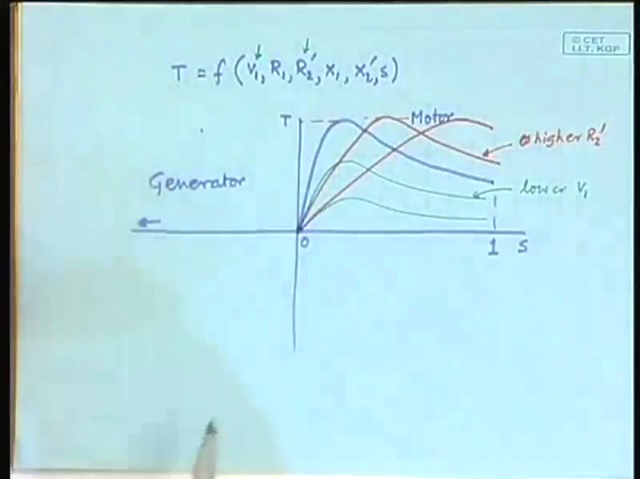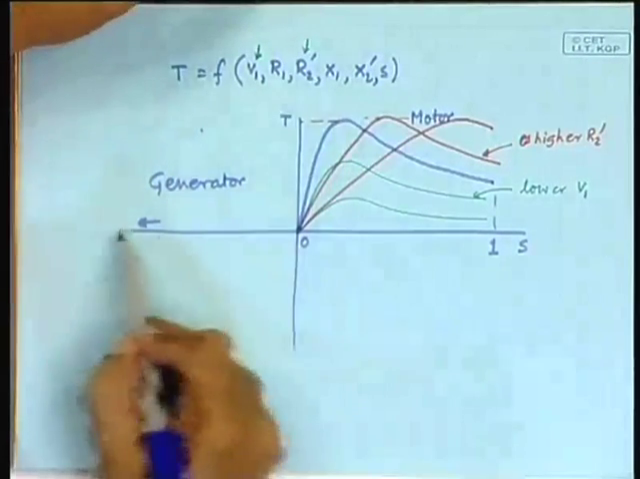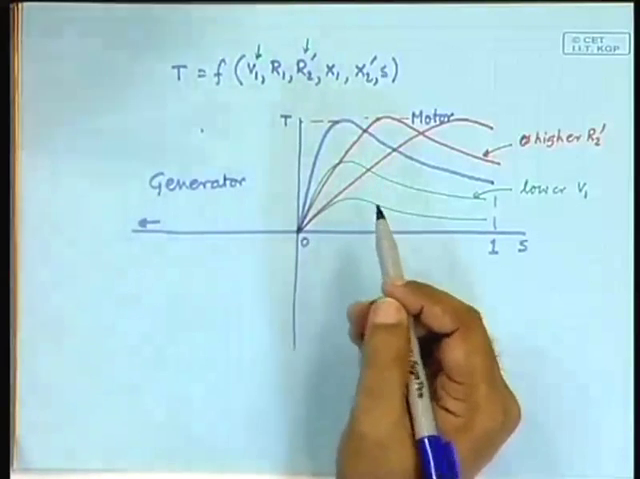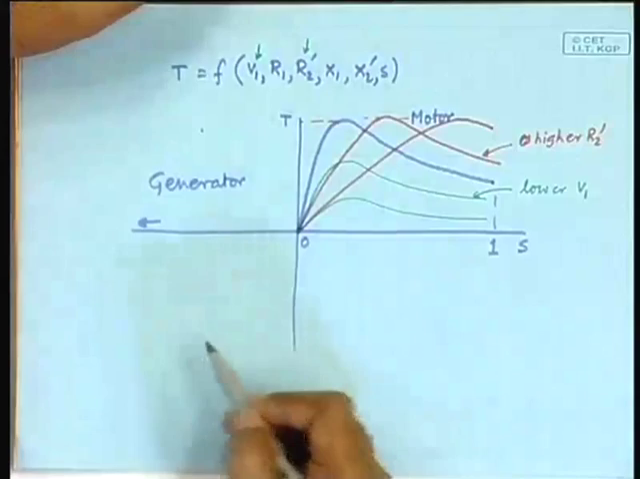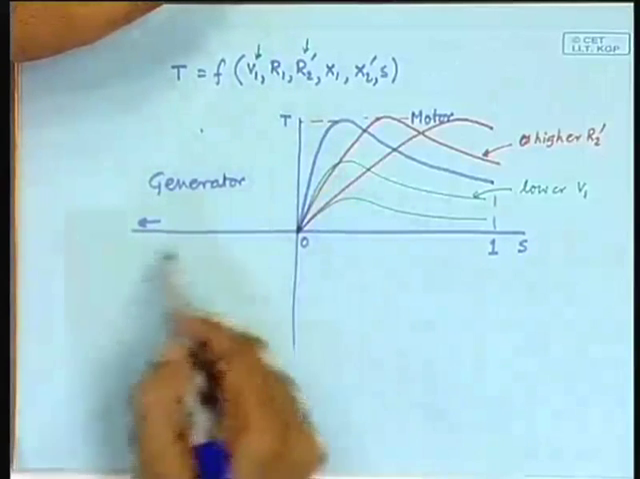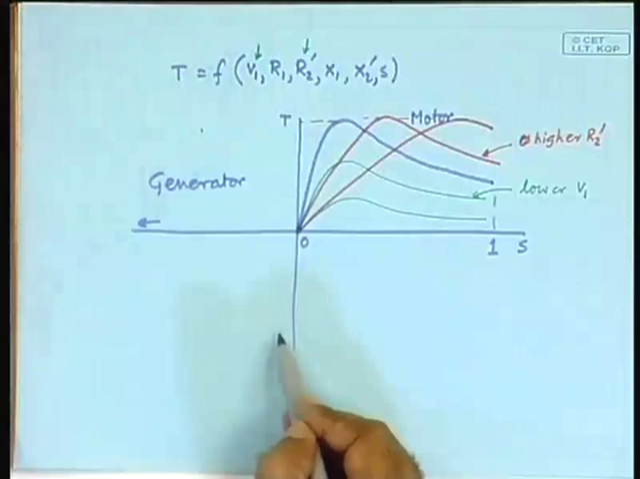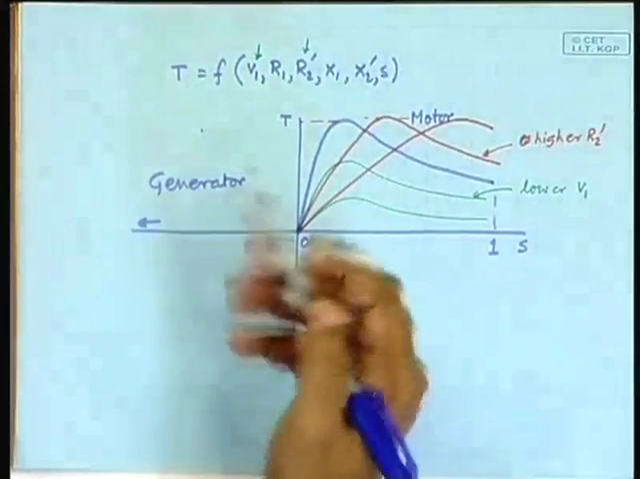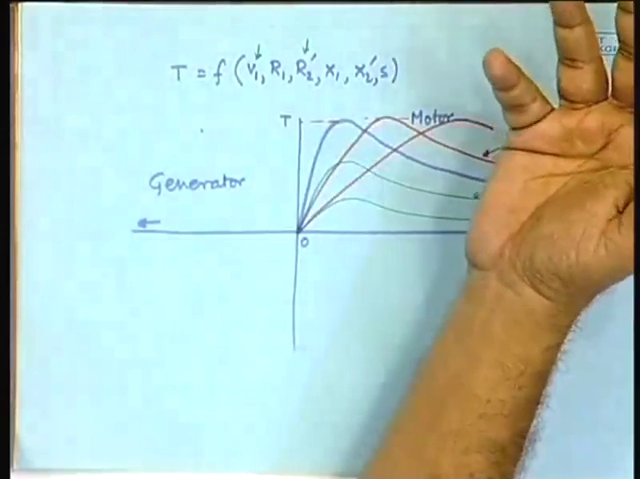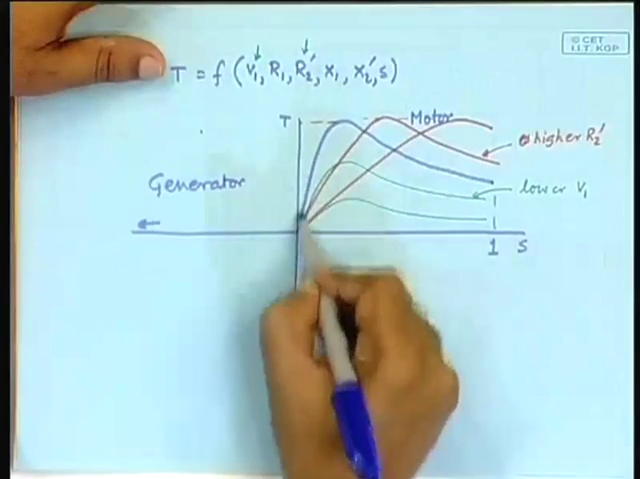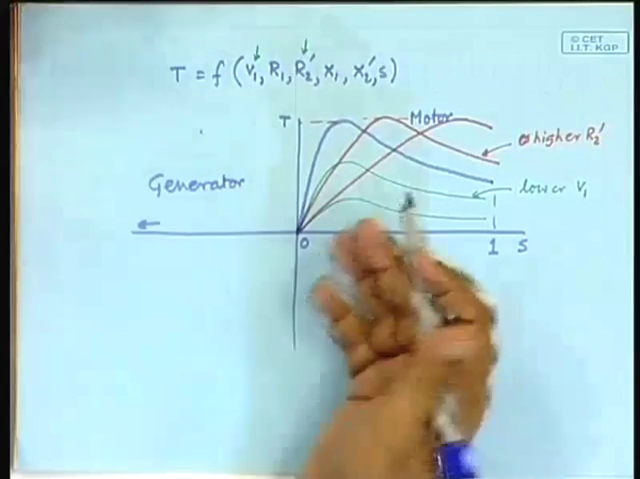This side will represent the generator mode, and if this side represents the generator mode, then the back torque will be in the opposite direction. So it will be drawn in this quadrant, and it will actually be symmetrical. There is no difference actually between the motor and the generator. All the quantities remain the same. So there is no reason it will be any different. So if I draw, it will be a flipped mirror image.